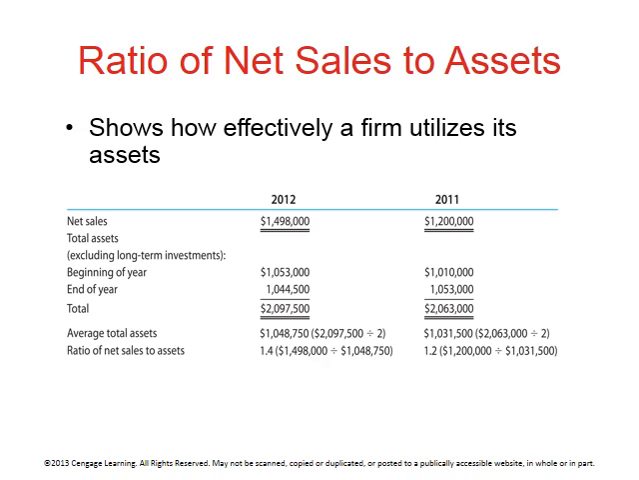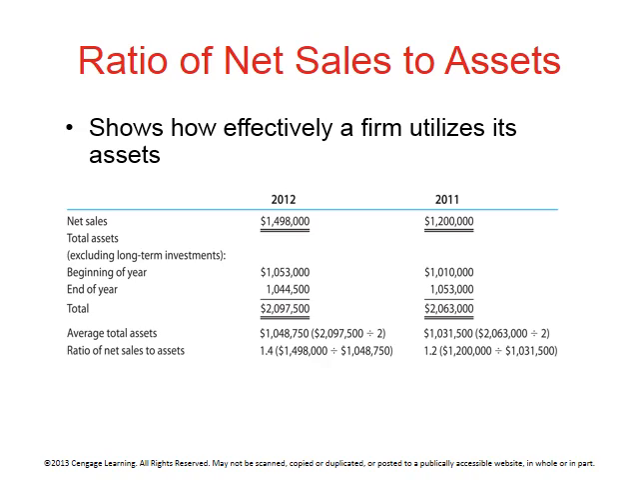So if we have to calculate our average total assets. So if we look at 2012, we take our total assets at the beginning of the year plus our total assets at the end of the year. We get 2,097,500. Divide that by 2, we get our average assets, 1,048,750.